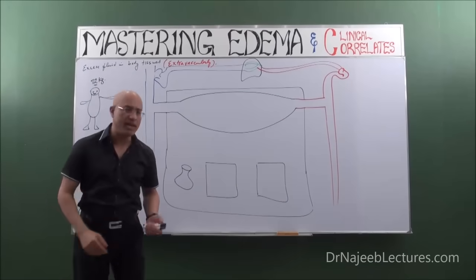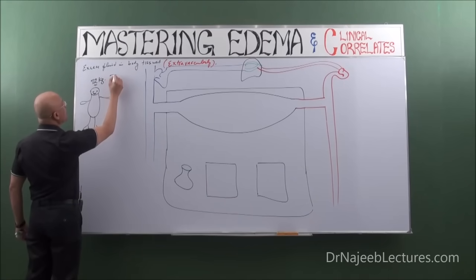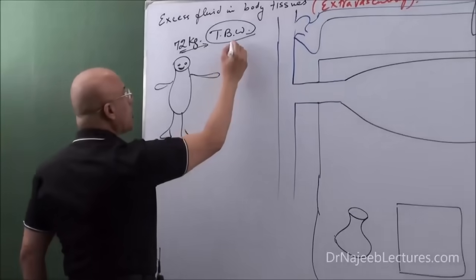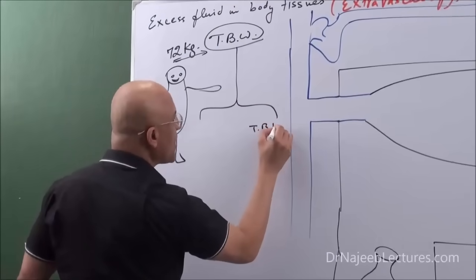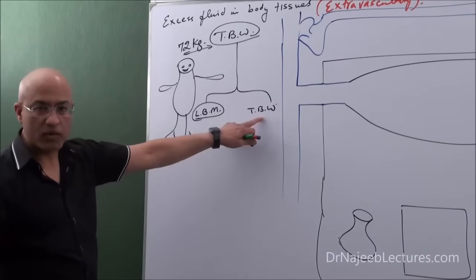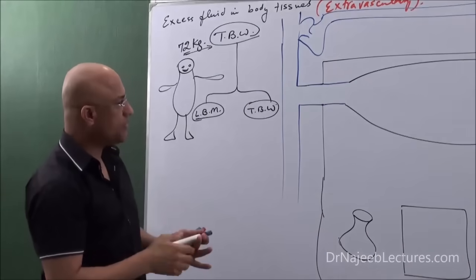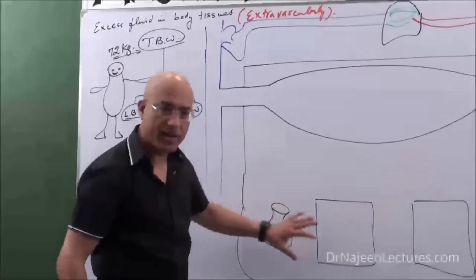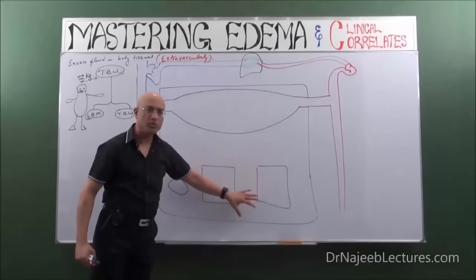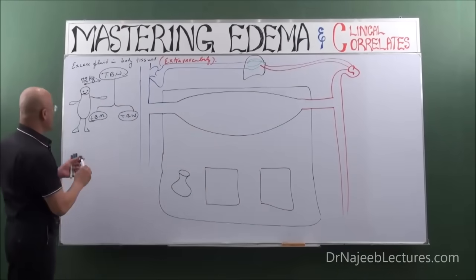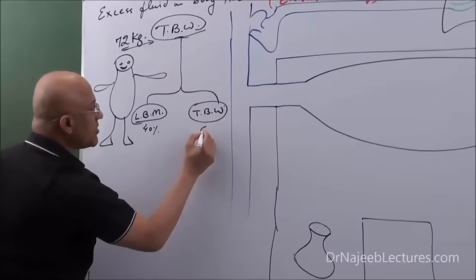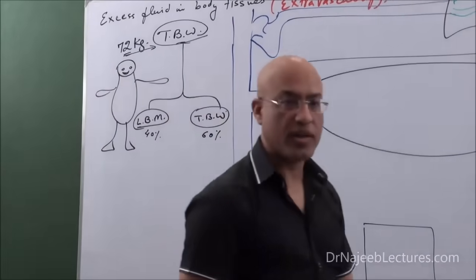60%. Excellent, very good. Actually, when we say total body weight, 72 kg is the total body weight of this person. Total body weight is divided into two: lean body mass and total body water. If this diagram is representing all the body weight, then in this person, this whole should represent 72 kg. Out of that, lean body mass is about 40%, and total body water is about 60%. This is very important to understand.